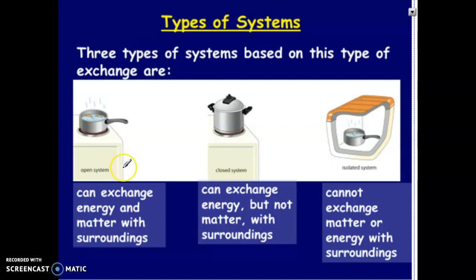So there are 3 different types of systems that we're going to be looking at, some more closely than others, but it's important that you know the differences between them. We have an open system, a closed system, and an isolated system. An open system is where you have the ability to exchange both matter and energy.